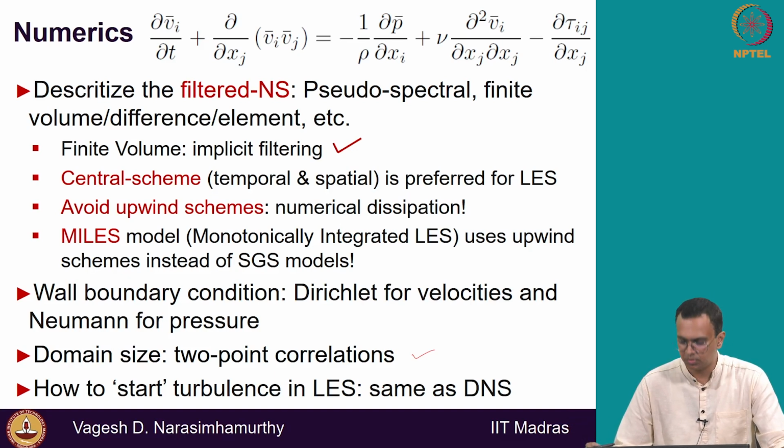And how to start turbulence in LES, same idea as DNS. You need some kind of synthetic turbulence, some forcing, some tricks are required to start turbulence in LES also, okay? So a lot of things are similar to the DNS except this MILES idea, right? Where upwind scheme is used as an SGS model.